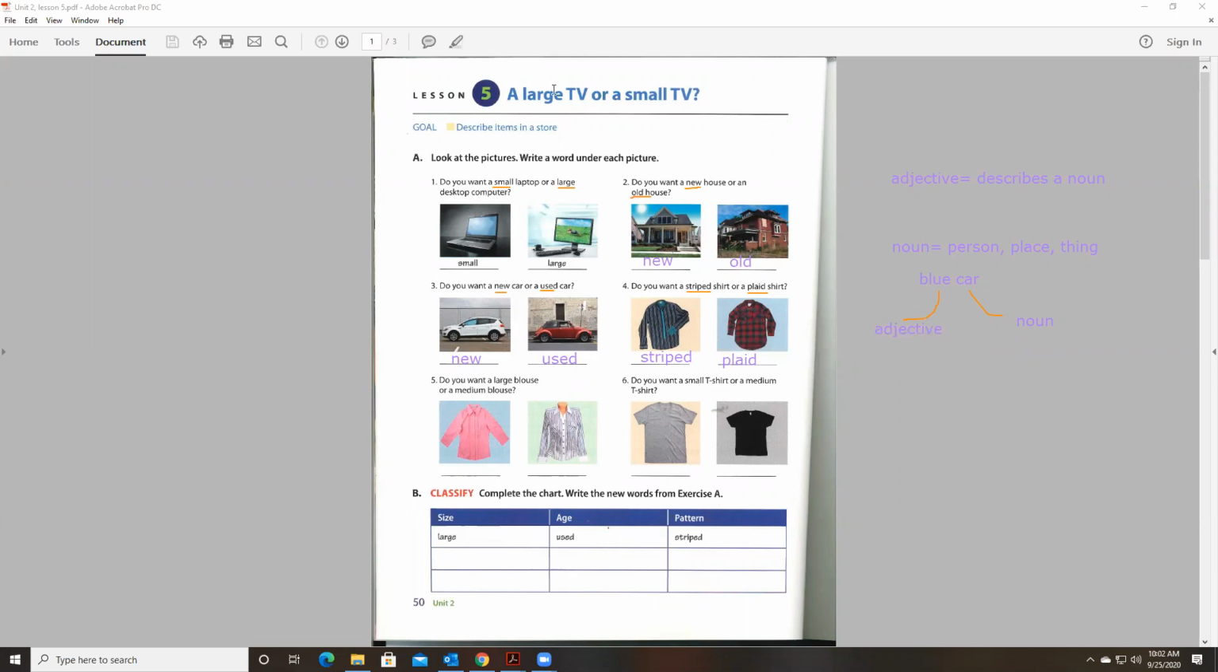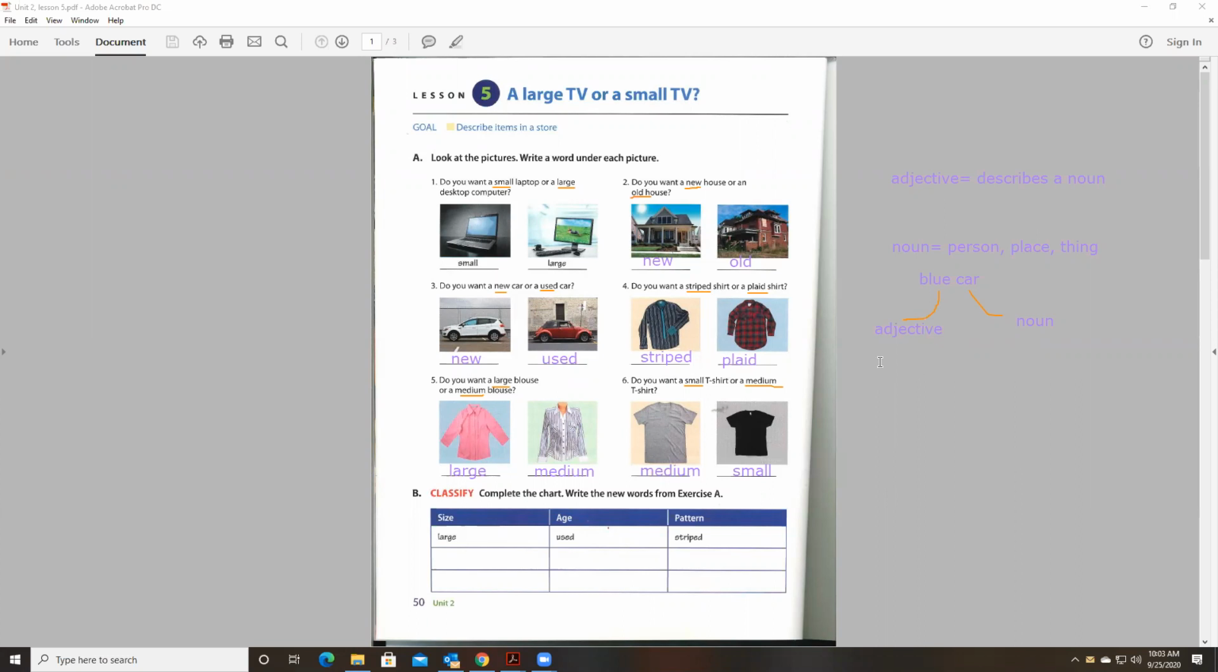Okay. Our next one, number 5, it says, do you want a large blouse or a medium blouse? Large or medium? Right, so we have large and we have medium. Now last one, number 6, do you want a small t-shirt or a medium t-shirt? We have small and we have medium. Medium, this one looks bigger, right? And small.